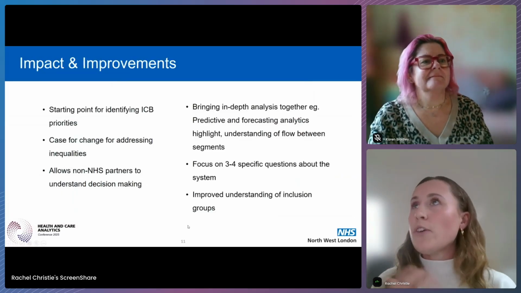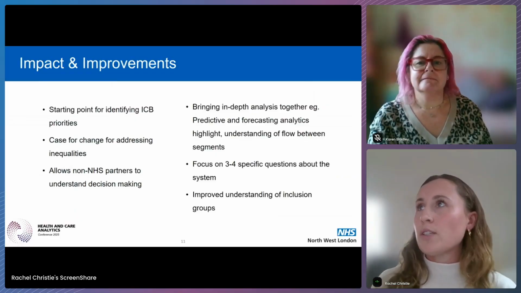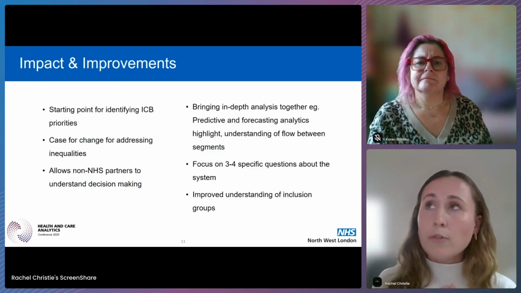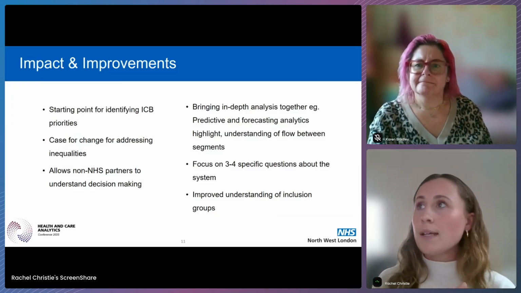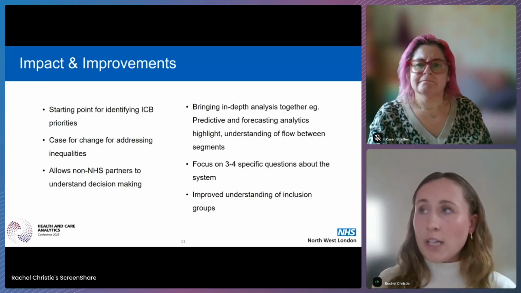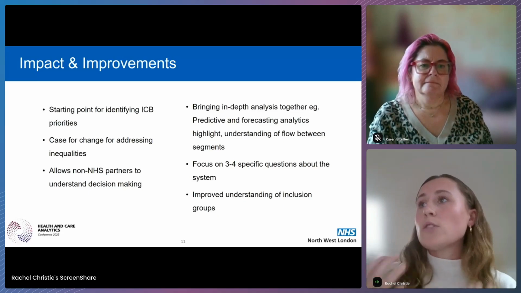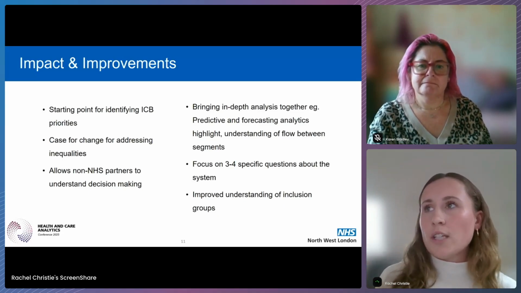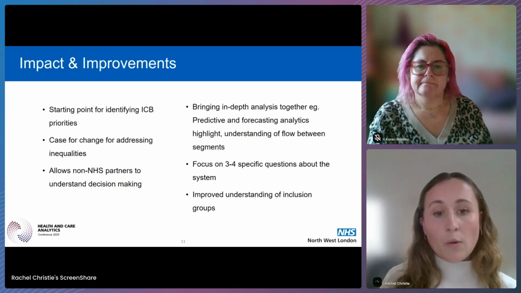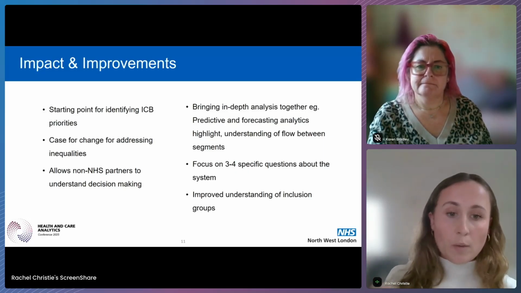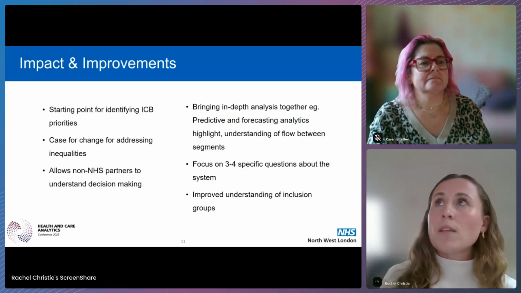So finally, just some impact and improvements. This has been a real starting point for identifying ICB priorities in North West London for the next planning. It's a real case for change for addressing inequalities that people can refer back to. And it also is a report that allows non-NHS partners to understand our decision making, and they can see how we're trying to understand our population before making decisions.